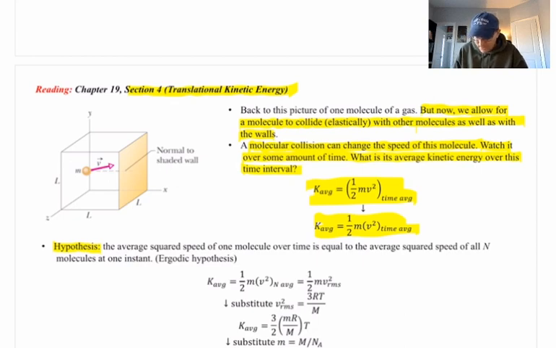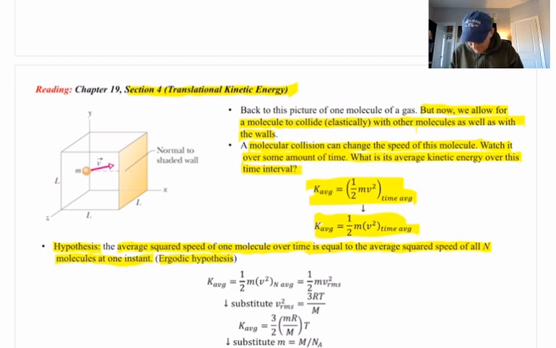Here's what it says. The average squared speed of one molecule, averaged over time, is equal to the average squared speed of all n molecules at one instant. So watching one molecule over time is like looking at all n molecules at one instant in time. That's a pretty interesting idea. It's called, if you want to be fancy, the ergodic hypothesis.